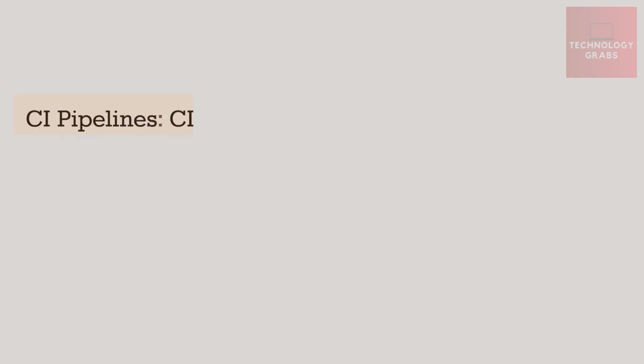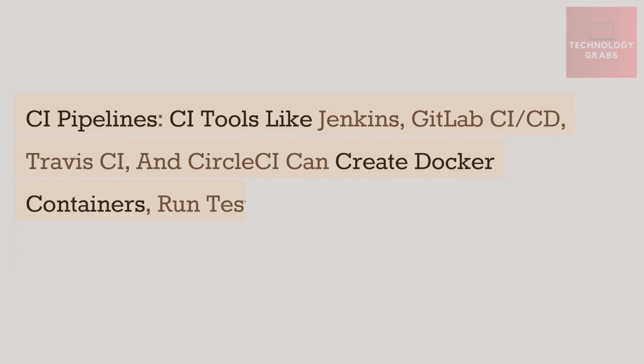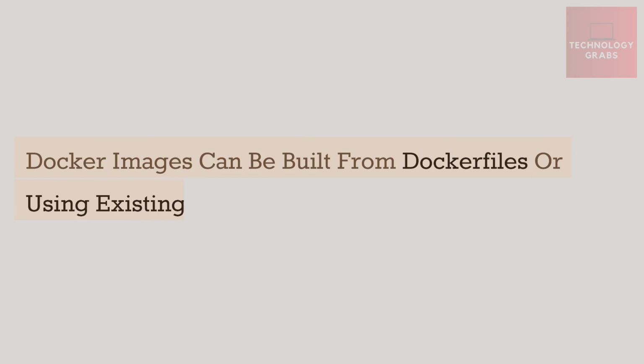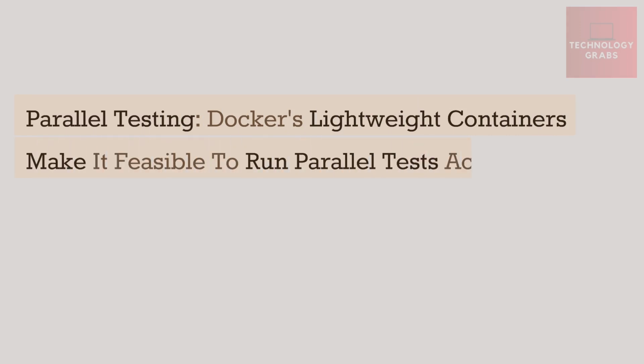CI pipelines. CI tools like Jenkins, GitLab CI/CD, Travis CI, and CircleCI can create Docker containers, run tests, and build application artifacts. Docker images can be built from Dockerfiles or using existing images as a base. Parallel testing. Docker's lightweight containers make it feasible to run parallel tests across different components of your application, improving testing efficiency.